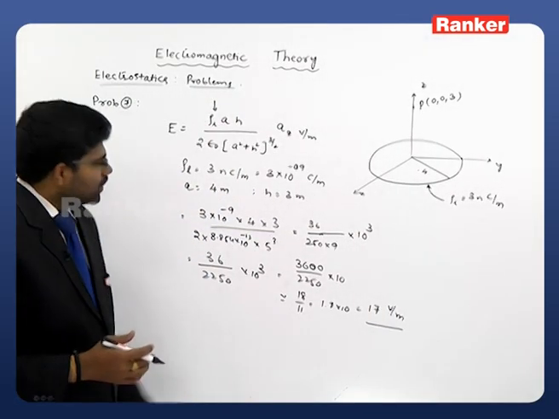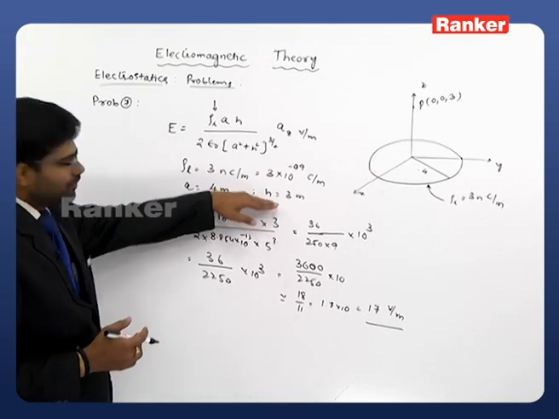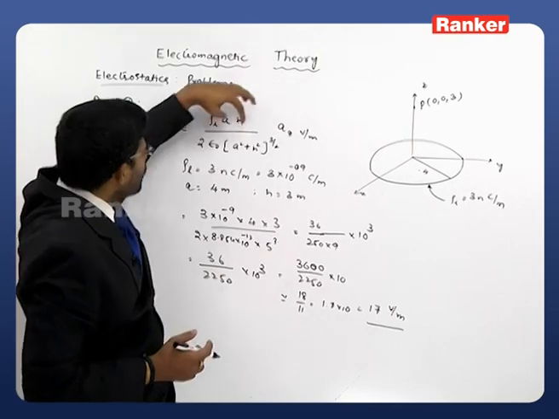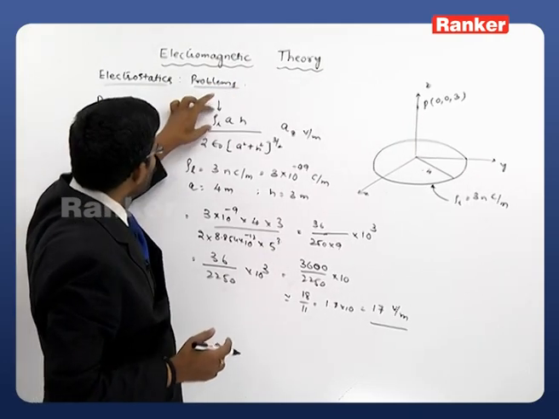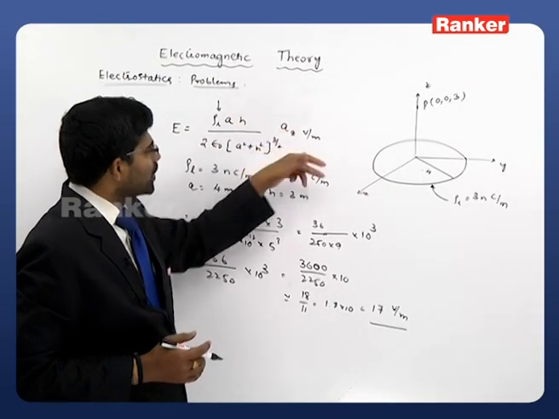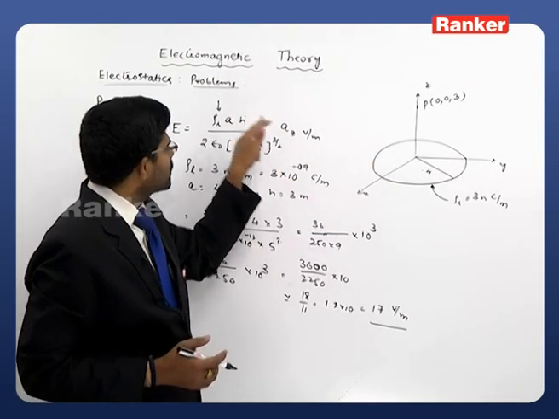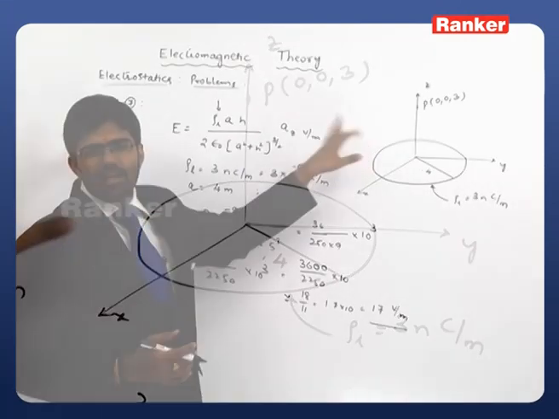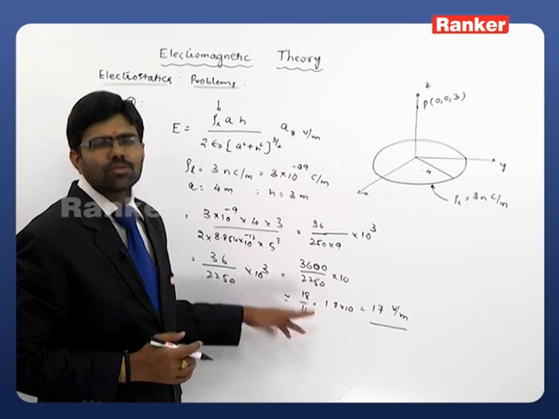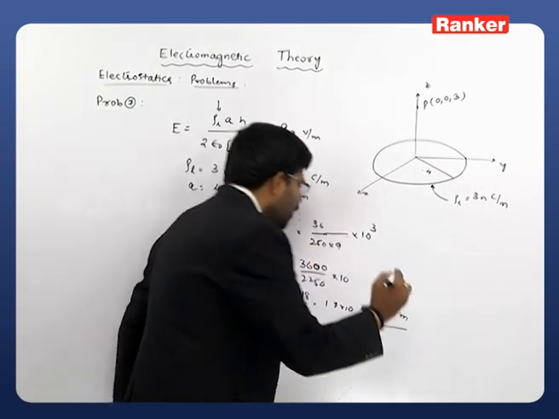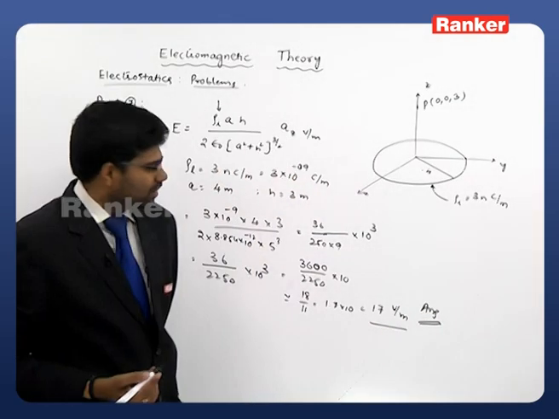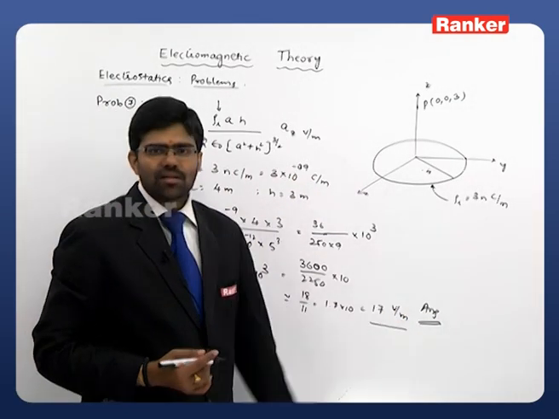So clearly, up to this part, what we have to observe is that we need to correlate the data which is given to us with the formula we have. E is equal to rho L, the line charge density, which is given to us. Next, A is nothing but the radius of the ring. H is the height of the point where we are calculating our electric field intensity. The remaining is just a mathematical solution that we have to solve using our calculator. So 17 volt per meter is our answer.